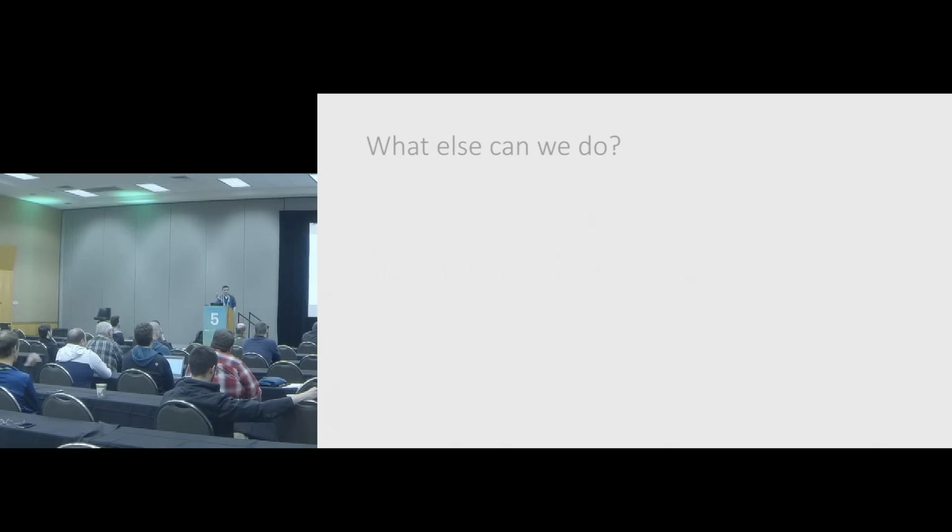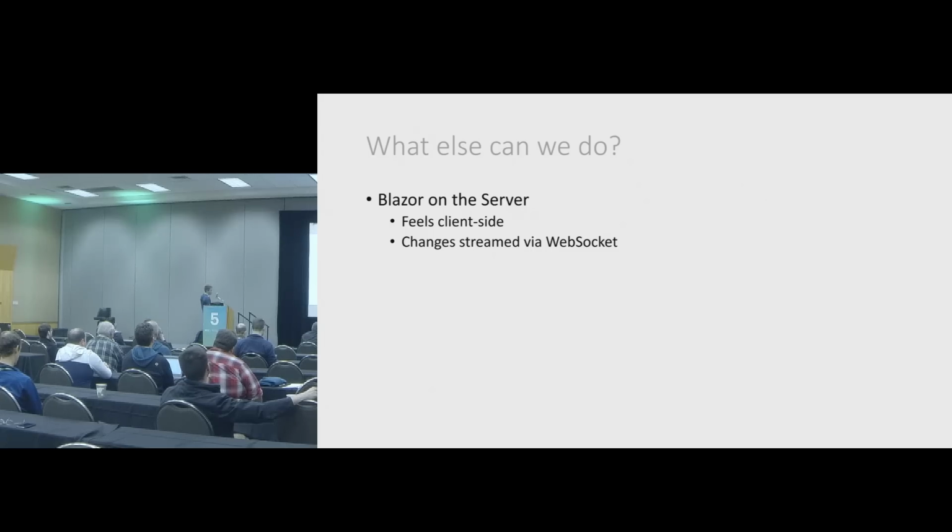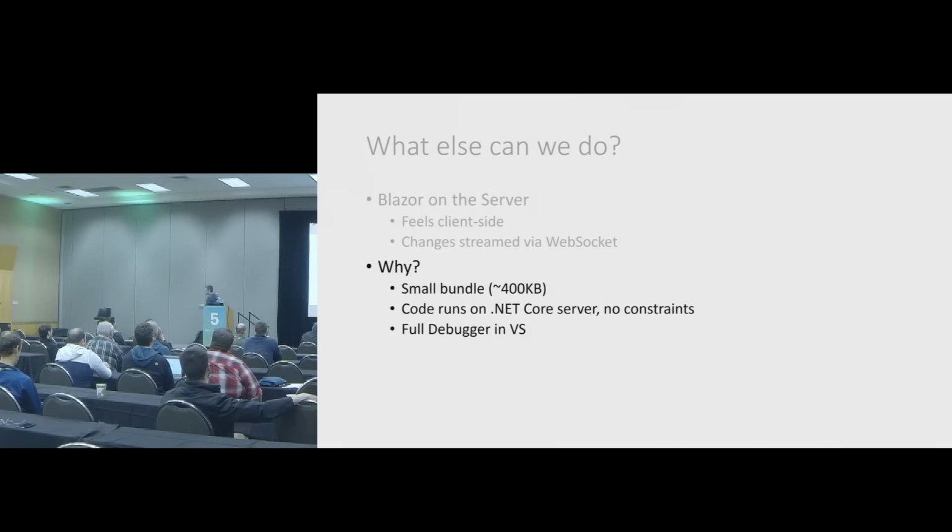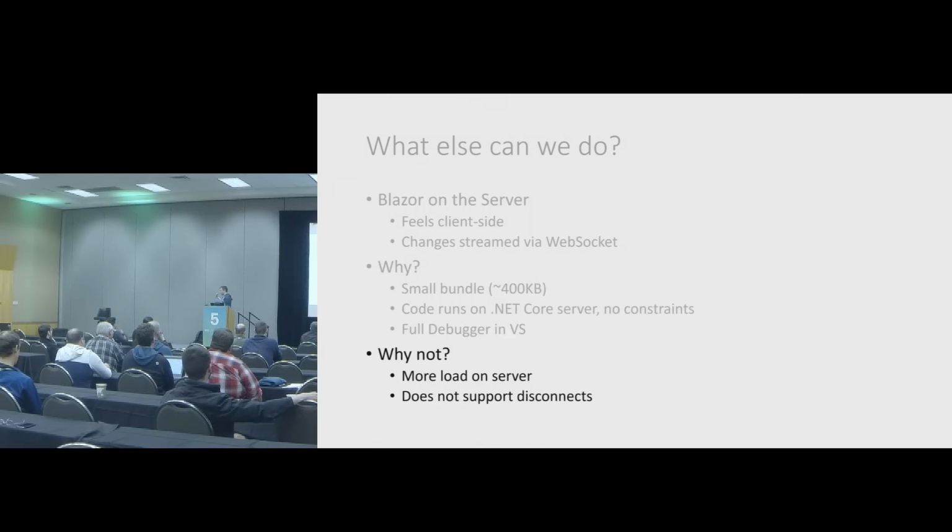So what else can we do with Blazor? You can actually run Blazor fully on the server. It feels client-side, but actually all of the state is managed on the server, and then those changes are streamed over SignalR through WebSockets back to the browser. Why would you want to do this? It's a smaller bundle size, so it's only 400K instead of 2.4 megs. Your code now runs on the .NET Core server, not client-side, so you have no constraints, and you have the full debugger in VS. Obviously, it puts more load on your server, and currently it does not support disconnects very well either.